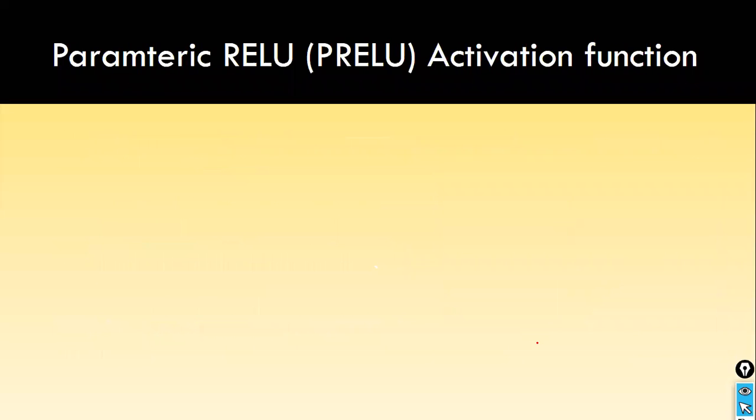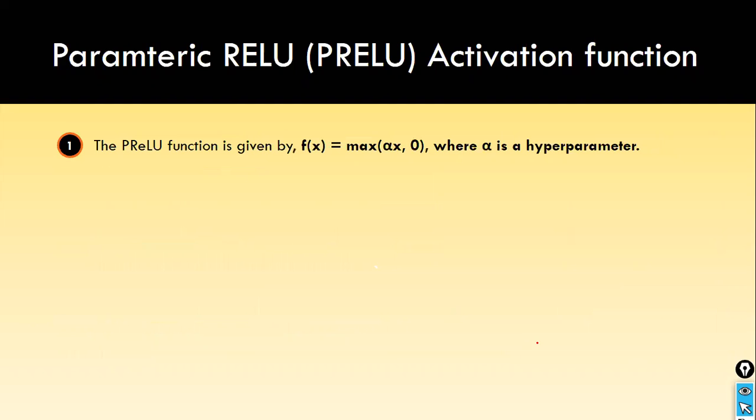The next one is the parametric ReLU activation function. This is given by f of x equal to max of alpha x comma 0. Alpha is the hyperparameter.